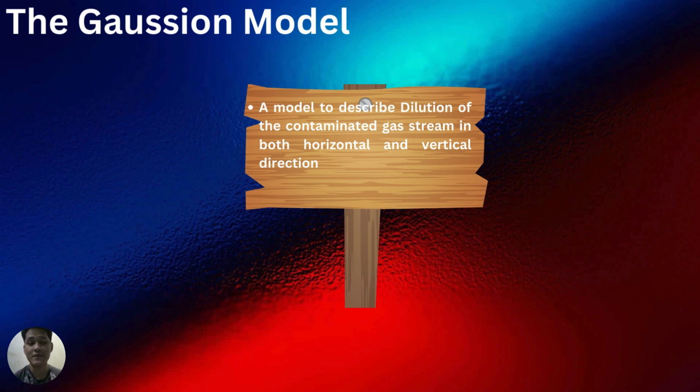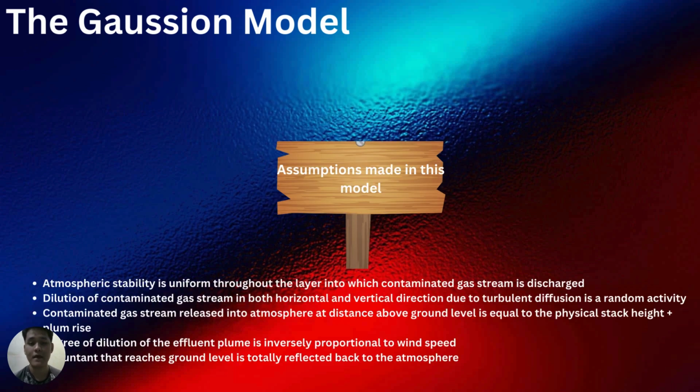In atmospheric dispersion modeling, we'll be using the Gaussian model for our calculation. So what is the Gaussian model? The Gaussian model is a model to describe the dilution of the contaminated gas stream in both horizontal and vertical direction. In the Gaussian model, there are several assumptions that have been made for us to better understand how the pollutants behave.